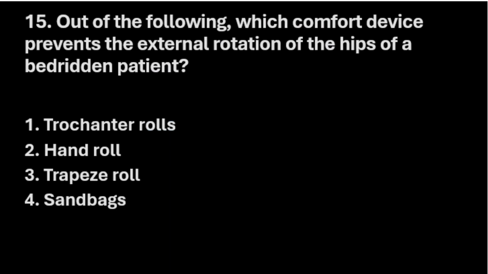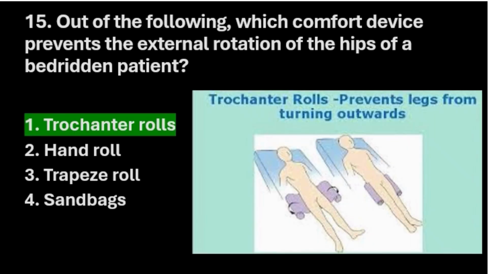Next question. Out of the following, which comfort device prevents the external rotation of the hips of a bedridden patient? Option 1 trochanter rolls, option 2 hand roll, option 3 trapeze roll, and option 4 sandbags. Let us see the right answer. The right answer is option 1 trochanter rolls. You can see the figure. The trochanter rolls will prevent the legs from turning outwards, that is the external rotation. So this comfort device will prevent external rotation of the hip for bedridden patients.